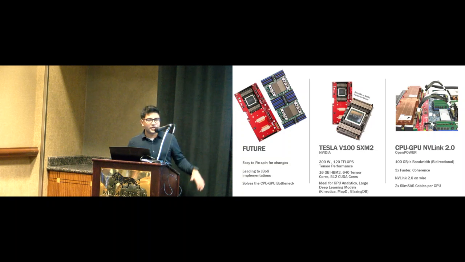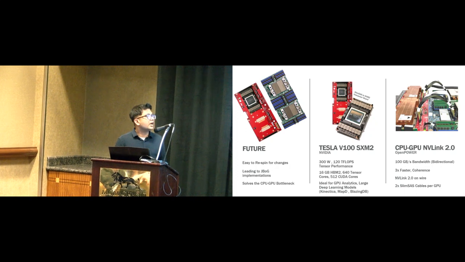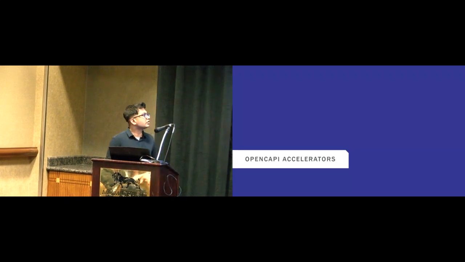What this means is basically, you can probably start seeing a new generation of JBOG implementations based on CPU to GPU NVLink. They don't exist once today, and JBOGs are becoming really mainstream. So we'll start seeing that, as an extension of these first NVLink on wire kind of implementations.